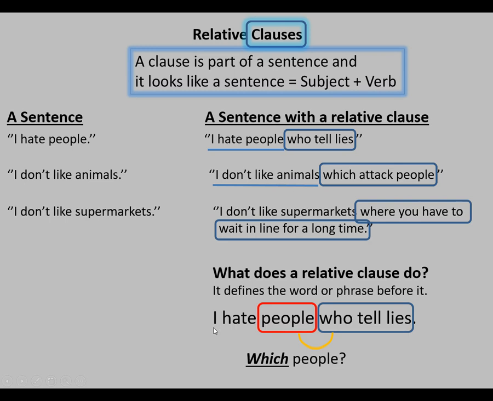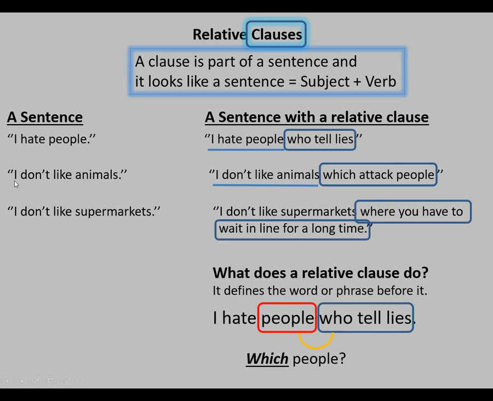So when I say, I hate people, you can ask me this question, which people? All people? No, not all people. I hate people who tell lies. So I am defining this word. Not all people, but the people who tell lies.